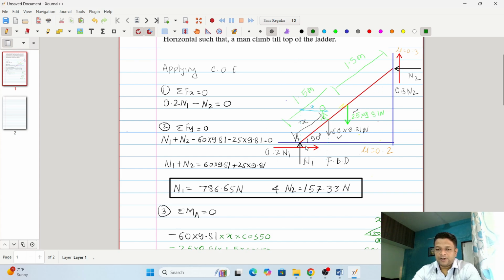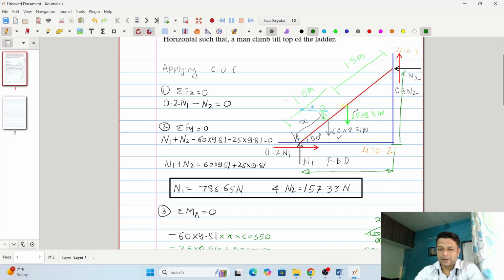Now to find the perpendicular distance, draw a horizontal line from A and draw a horizontal line from N2. So this distance will be the perpendicular distance for the N2. I will draw it here. This is the perpendicular distance for N2, and for this 0.3 N2 the perpendicular distance will be from here to here.